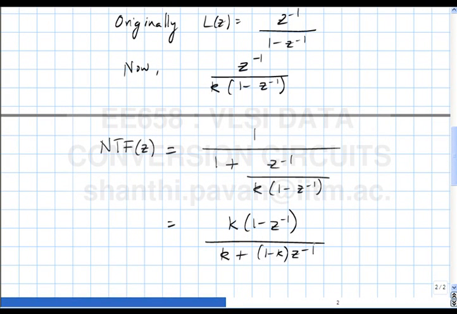A couple of things to notice. First, does this screw up your in-band NTF gain? At Z equal to 1, what happens? At small frequencies Z is equal to 1, that's correct. Hey, something is fishy. How is that possible? I made a mistake somewhere.